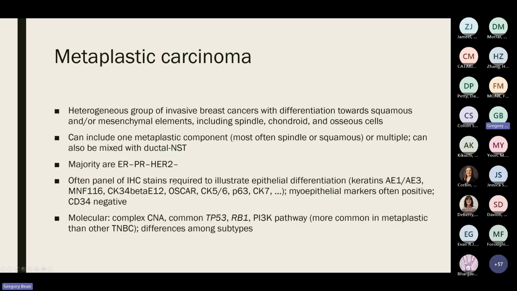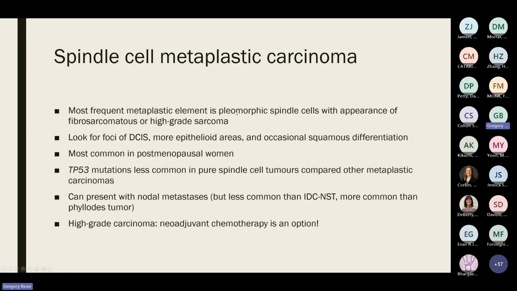Molecularly, metaplastic carcinomas are heterogeneous. They show complex copy number alterations. They often have P53, RB, and alterations in the PI3 kinase pathway. They actually have more common PI3 kinase pathway alterations in metaplastic carcinoma than in other triple negative breast cancers. And there are differences among subtypes of metaplastic carcinomas.